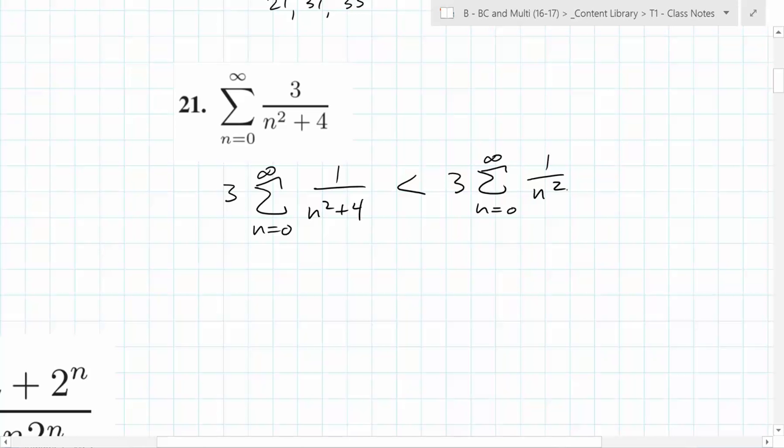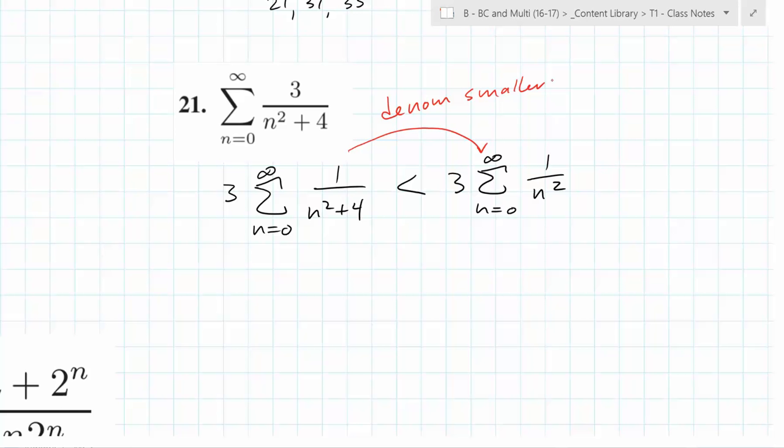Why do we know it's less than that one? What did we do to get from here to here? To get from here to here, we did not make it greater. We made the denominator smaller. By making the denominator smaller, what does that do to the whole thing? It makes the whole fraction what?